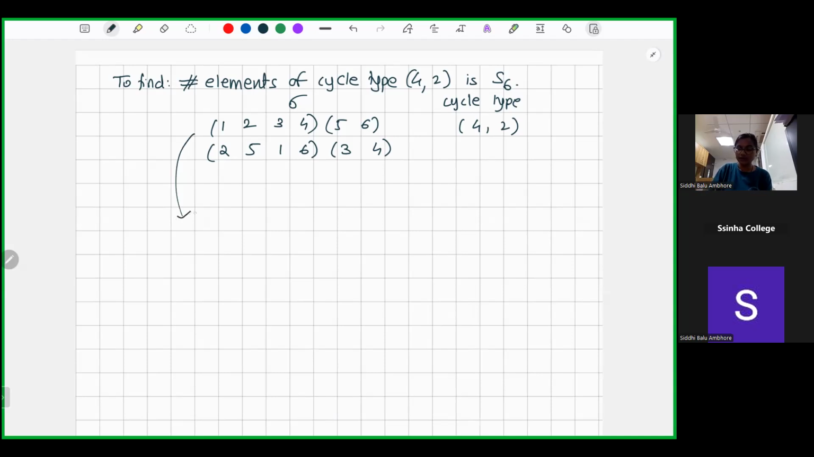So here we have options of 4 cycles. This is like choosing all 4 cycles from S6. And here I want all 2 cycles of S6. And I have to check what exactly I get as the resultant number, like how many possible such elements there are.